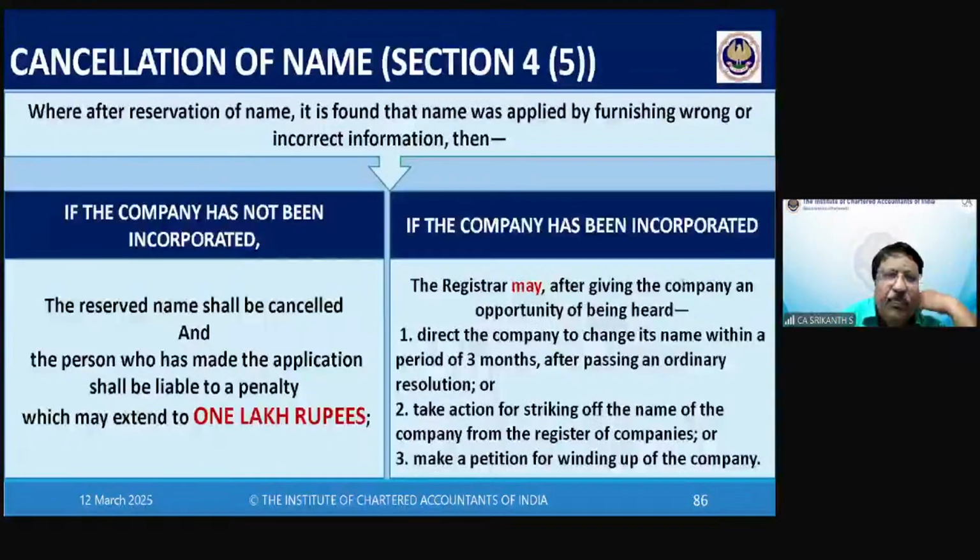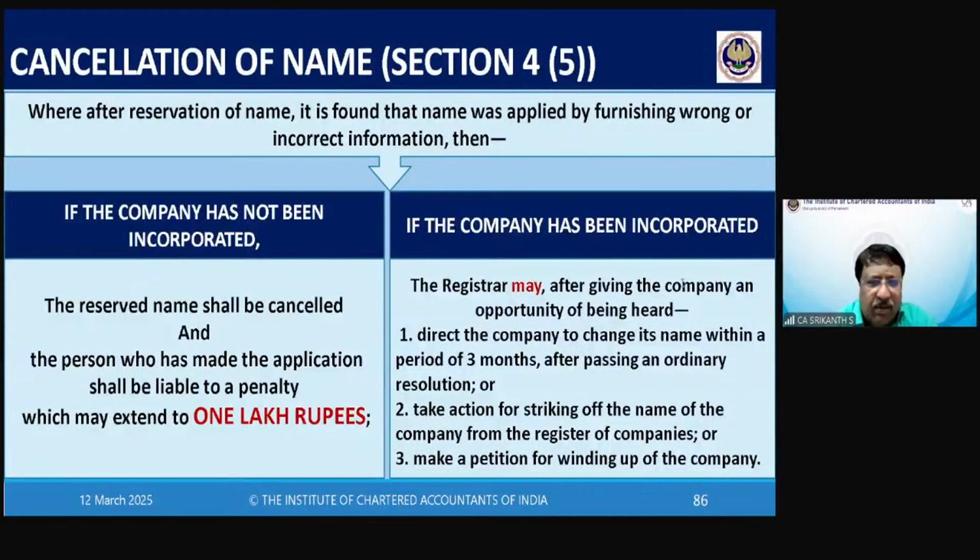So this is how it should be done. Where after reservation of the name, it is found that you have given wrong or incorrect information, if the company has not been incorporated, the reserved name will be cancelled and a fine of 1 lakh rupees will be imposed. If the company has been incorporated with wrong or incorrect information, then, suppose you write to the RTI and they discover that Bharat Pay has been given the name without proper approval, the registrar may, after giving the company an opportunity of being heard, direct the company to change its name within a period of 3 months after passing an order resolution.